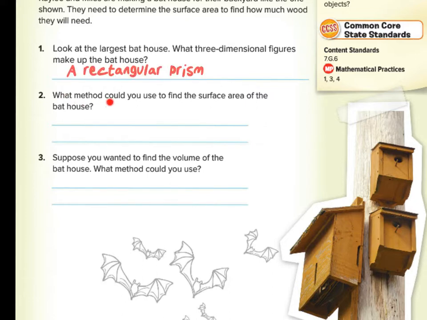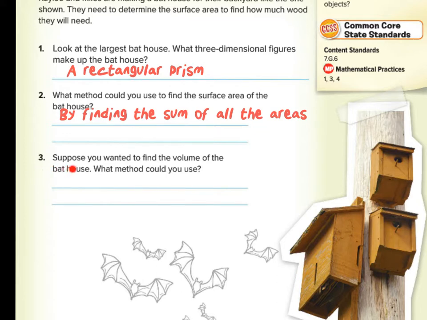Number 2, what method could you use to find the surface area of the bat house? If we have the bat house here, what method could we use? Oh, we identify all the dimensions, the length times the width times the height of each side. Now we know that this side is going to match the side on the back, and the front is going to match the side on the back. We don't have anything underneath, but then we would just measure the roof on its own, the dimensions, and then add all of those areas. So we would do it by finding the sum of all the areas.